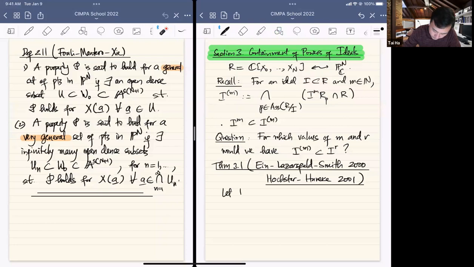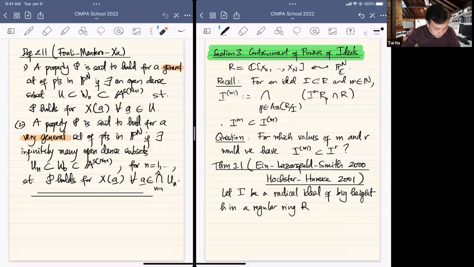They prove that, maybe I should write in a more general setting, let I be a radical ideal. So they're going to focus on radical ideals of big height h in a regular ring R. Then for all r being a positive integer, we have the following containment: the symbolic hr power of I is contained in I to the r.